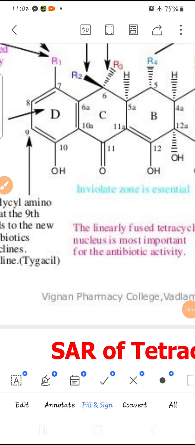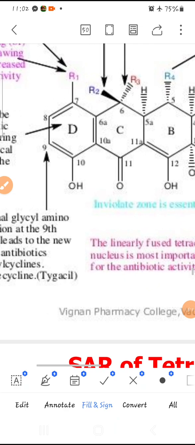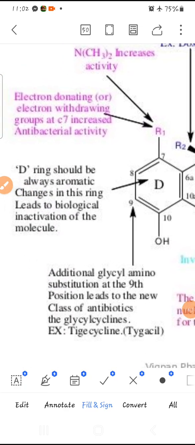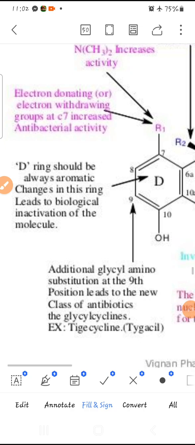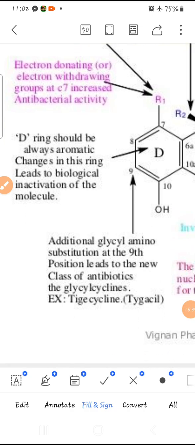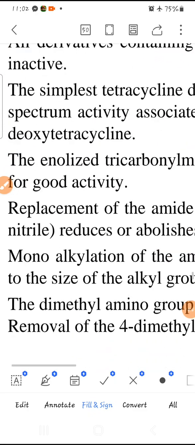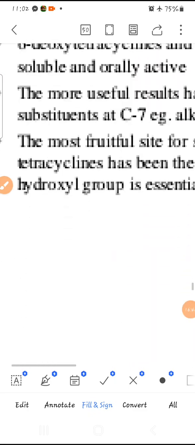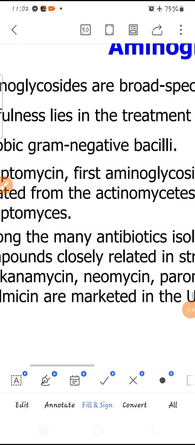Also, more useful results have been achieved with introduction of substituents at the C7 position. Different substitution at C7 is important, mainly secondary and tertiary amine groups that will increase antibacterial activities. Alkylamino groups are very important. Also, the most fruitful site for synthetic derivatization of tetracycline is modification at the 6, 5 and 7 positions. These are very important structure activity relationships of tetracyclines.